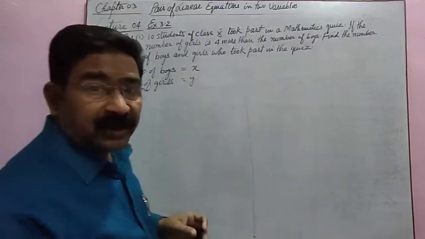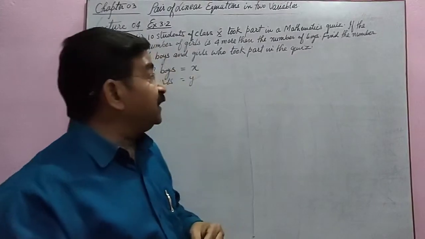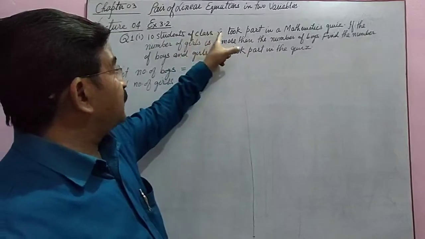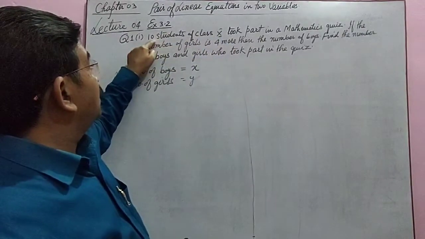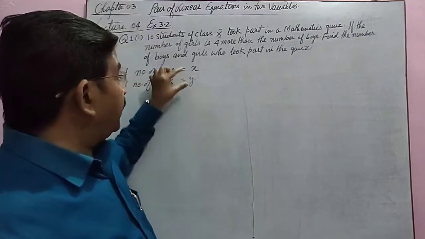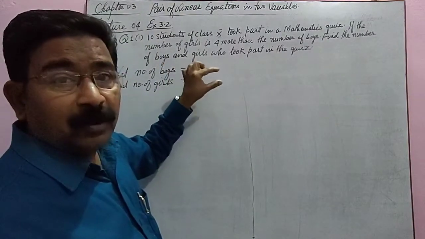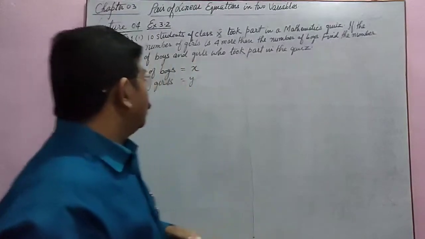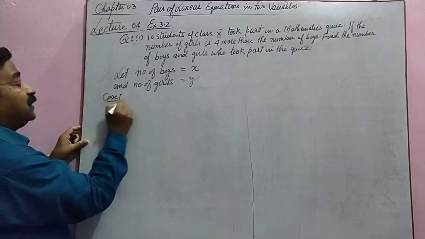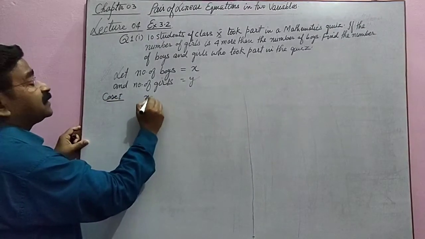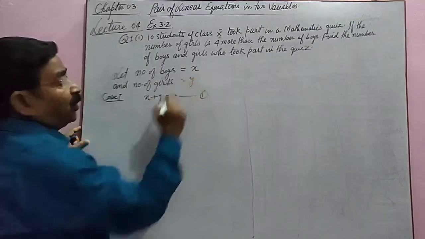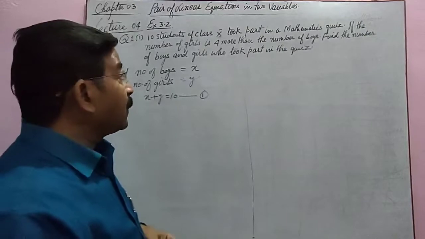Now let's read the question carefully, stepwise, and see the cases. 10 students of class 10. In these 10 students, both boys and girls are included. Means adding girls and boys, the total number of students is 10. So in the first case, boys x plus girls y is equal to 10. Equation number 1. Got it?